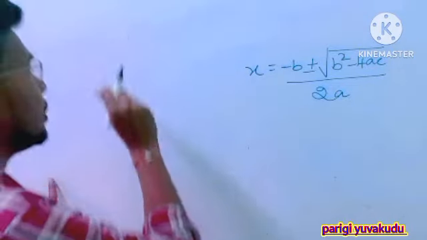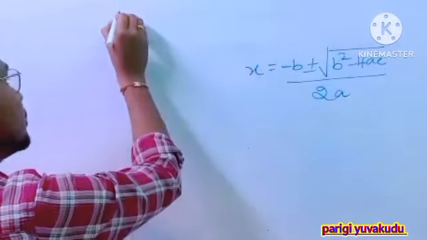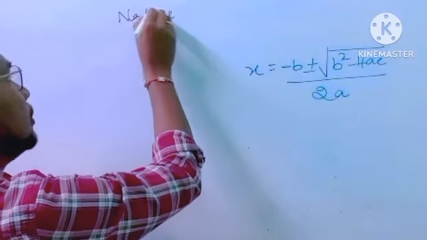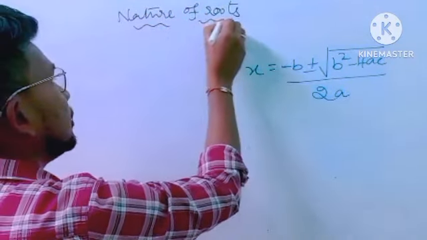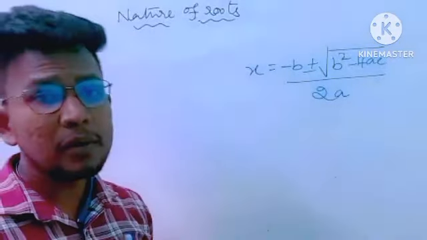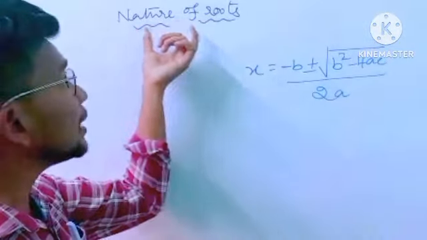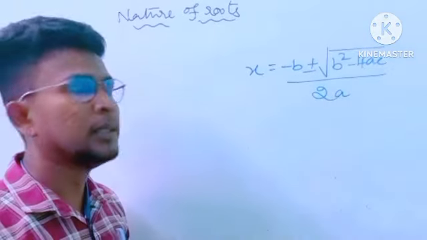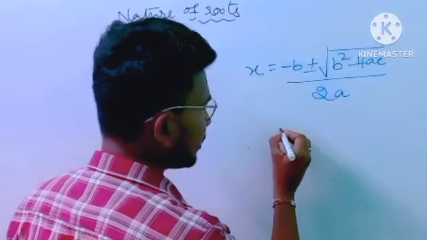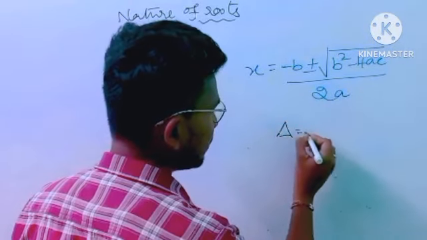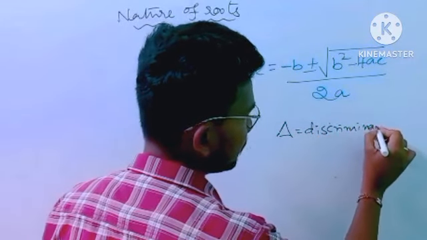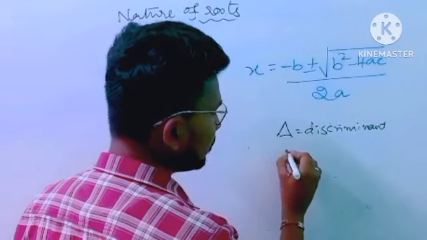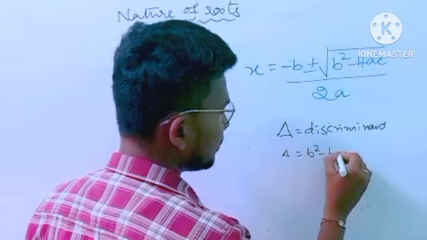Now we are going to find out the nature of roots. For a quadratic polynomial, what is the nature of roots? Now the first value is exactly the discriminant, or delta. Now the discriminant value is b square minus 4ac.